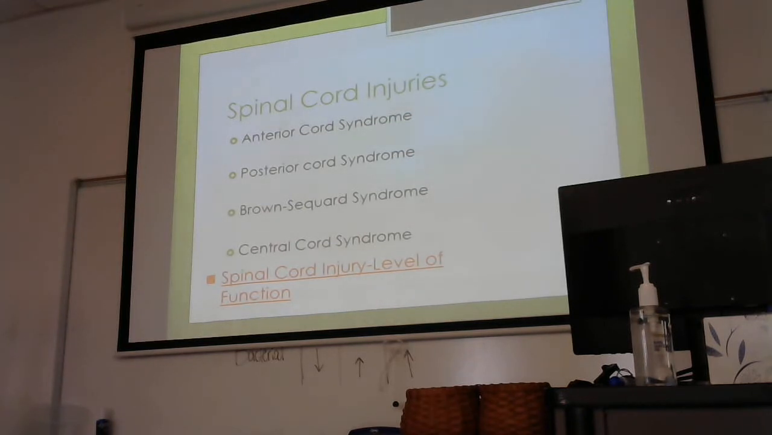Central cord syndrome is where the patient will have more profound deficits in the upper extremities than in the lower extremities. So a patient with central cord syndrome may have a C-spine injury and they're able to move their feet and not move their arms. So they'll have a more profound deficit in their upper extremities than in their lower extremities. So all very much just definition based.